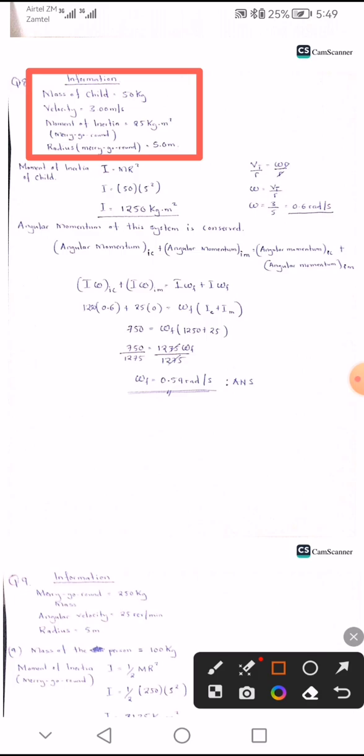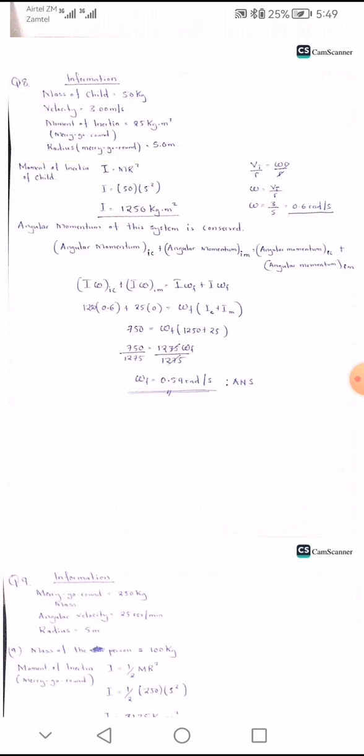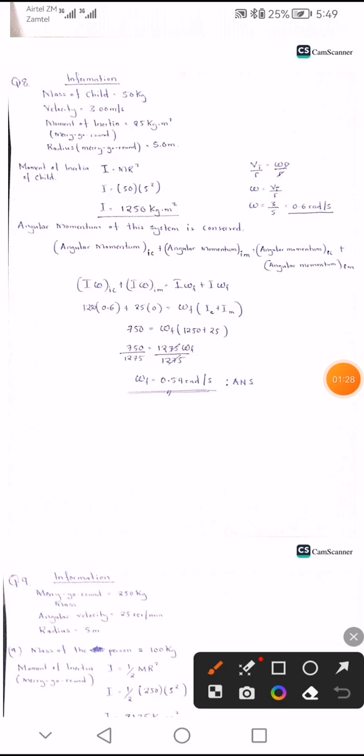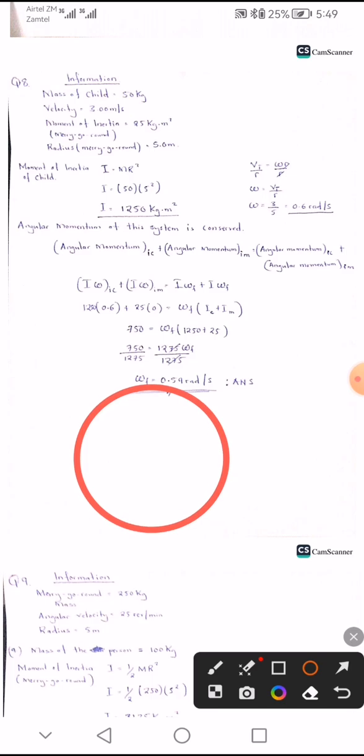Now, when the question says that the child jumps tangentially onto the merry-go-round, what that means is the merry-go-round is circular like this. So the child is moving with the velocity and he jumps onto it tangentially like that, so that the velocity is the tangent. Once we have the velocity as the tangent there, then that's the tangential velocity.